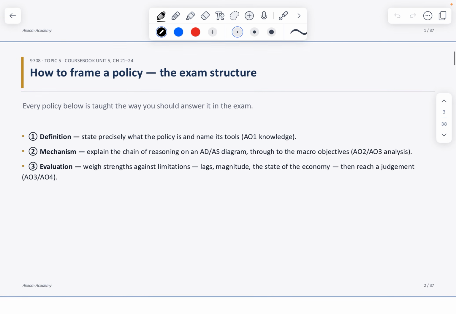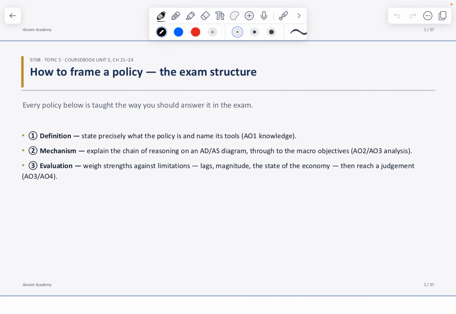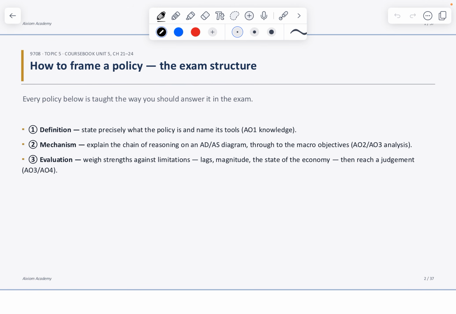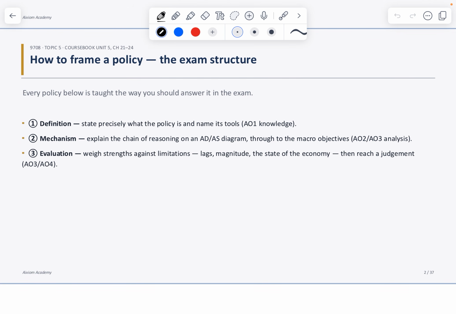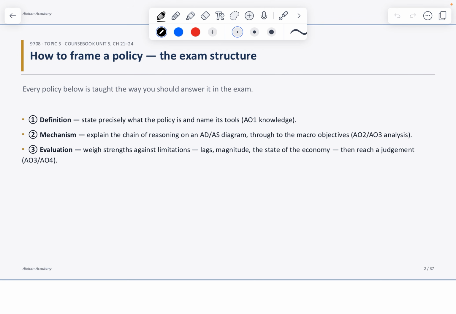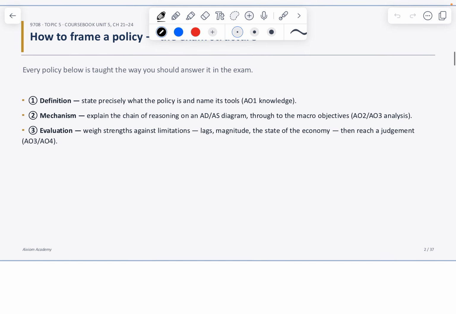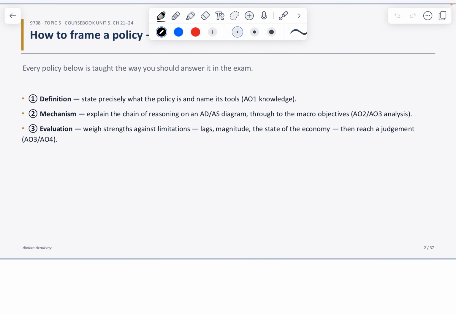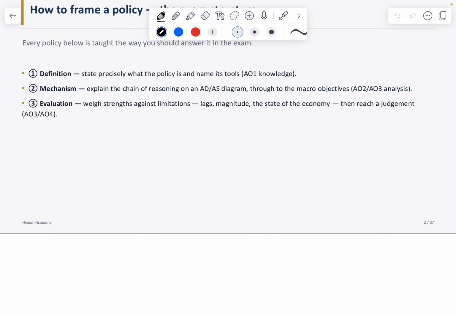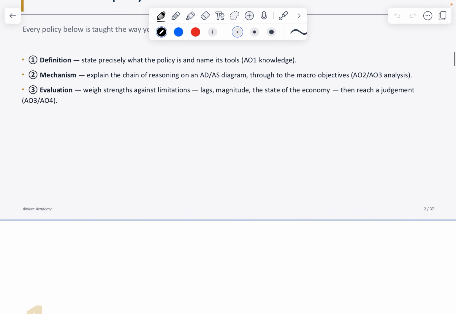Before actually talking about the syllabus or the content points, I would first want to explain how you would like to answer an SOA question in CIE. The structure is as follows. You state precisely the policy or the definition of the thing you want to discuss, and then you discuss the mechanism, like drawing a graph and explaining it in words. And finally, the evaluation, which is talking about strengths, weaknesses, and potential limitations.